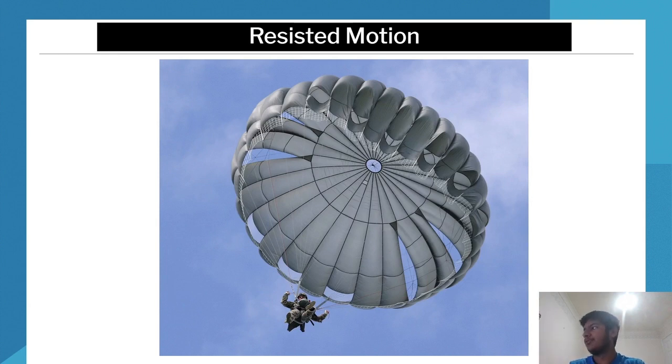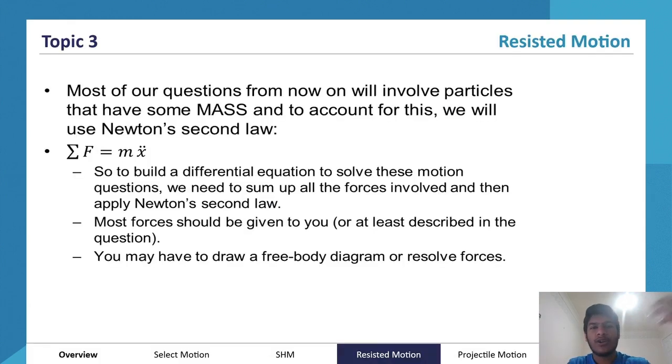Okay, now jumping into some resisted motion. Most of our questions from now on will involve particles that have some mass, and to account for this, we're going to use Newton's second law. So we're going to get the sum of forces equals mass times acceleration. Now, force is a vector, acceleration is a vector, but we can consider them in terms of components. So we consider them in terms of x, y, and z components. So that helps to come up with a net force expression for each dimension, effectively.